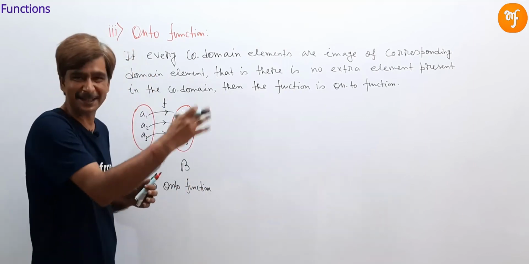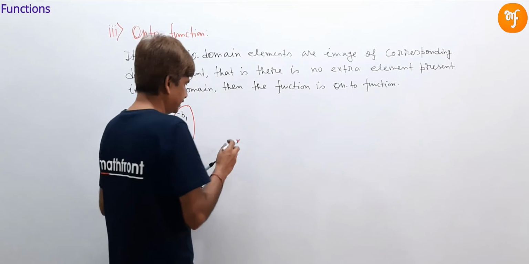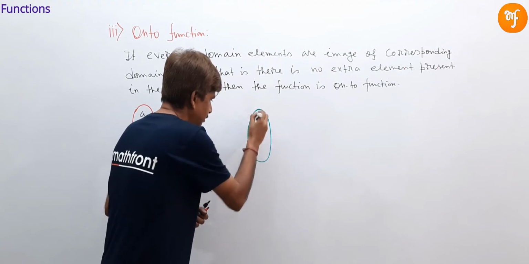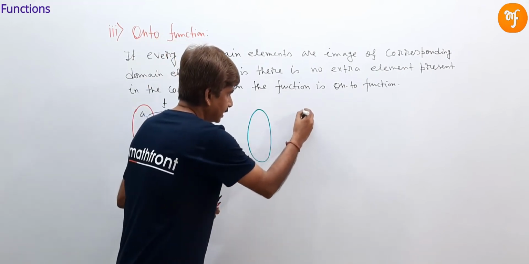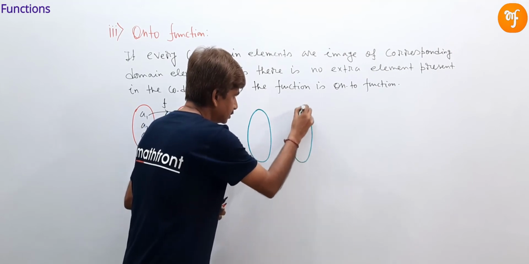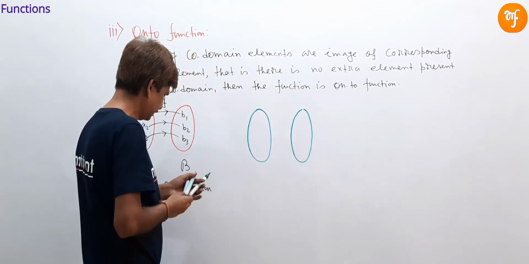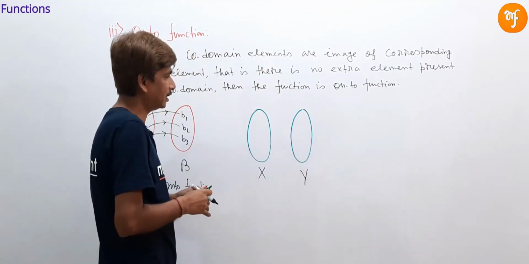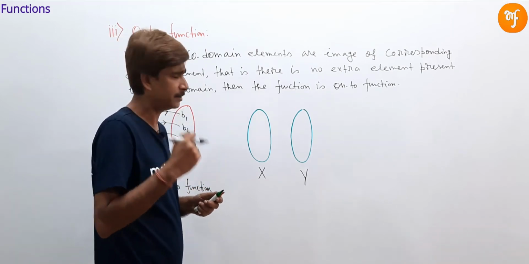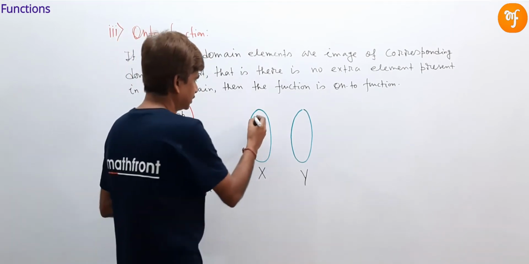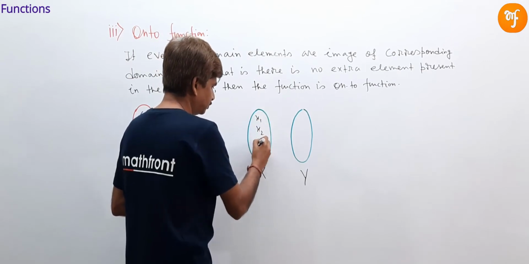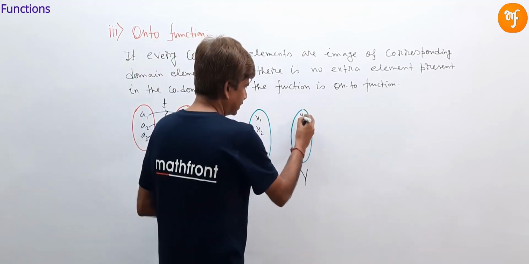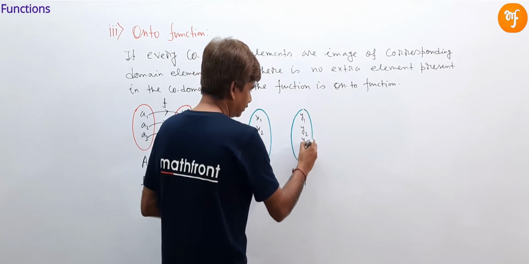Okay, now consider another example. Suppose this is a set and another set is this. Give the name of these sets, suppose capital X and capital Y. Now declaring a relation psi, the elements of X are considered as X1, X2, X3, X4 and the elements of Y are declared as Y1, Y2, Y3.